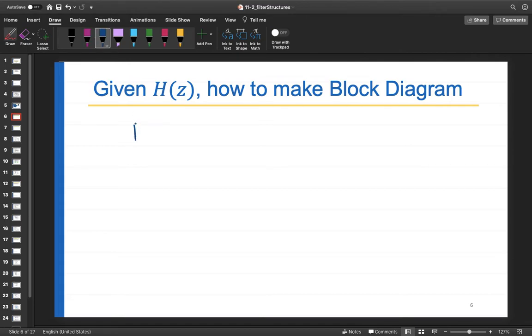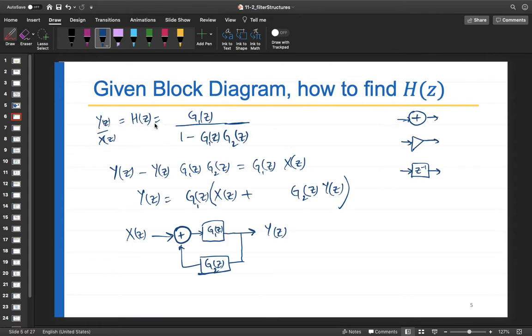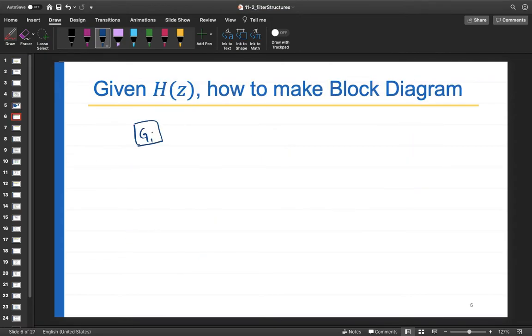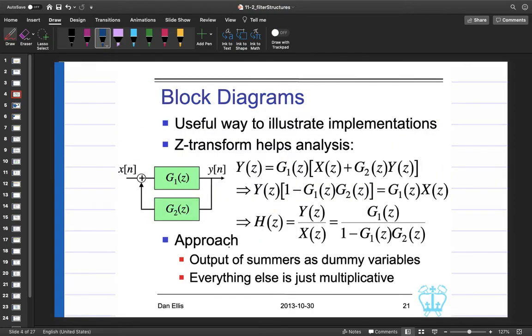Okay, my block diagram is something like this. G1(z). Here I have a G2(z). Now the question is, this is my X(z), this is my Y(z). How do I find out my H(z)? So very simple. The trick is, it's written here: outputs of summers as dummy variables. So whenever the output of the summer is considered a dummy variable, everything else is just multiplicative.